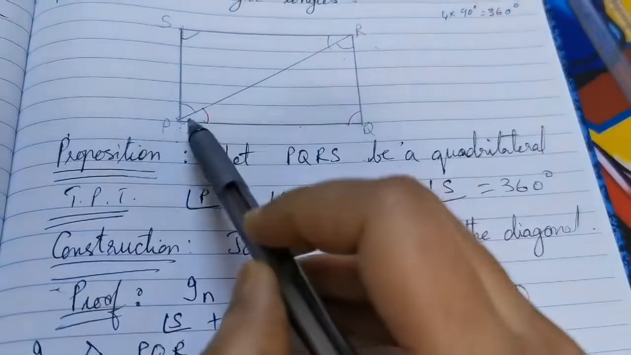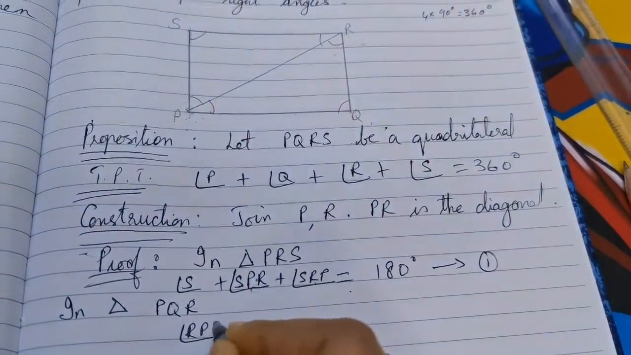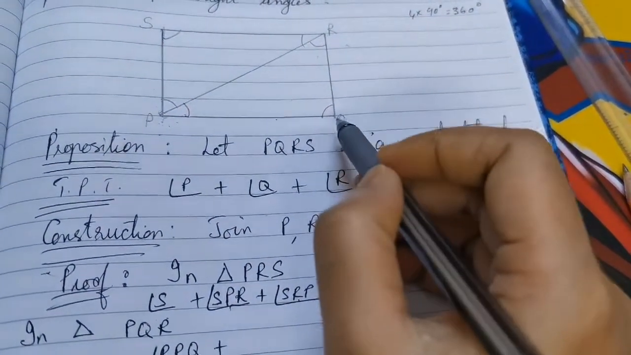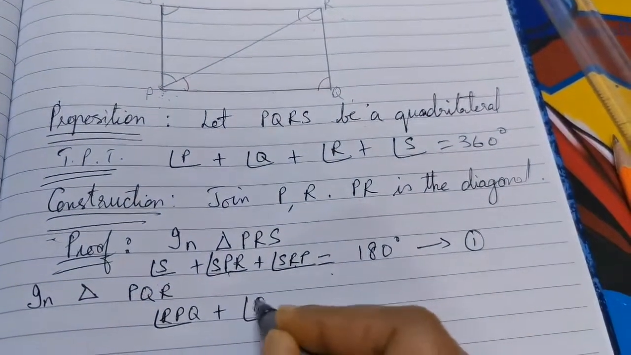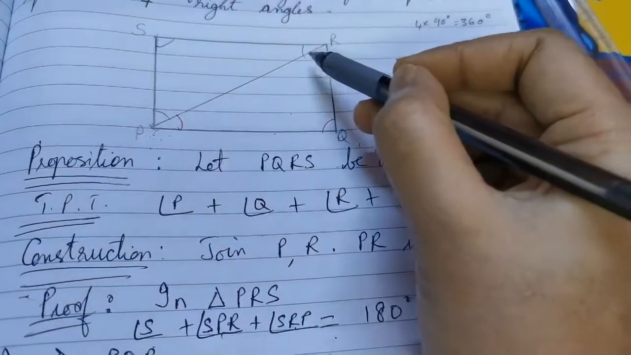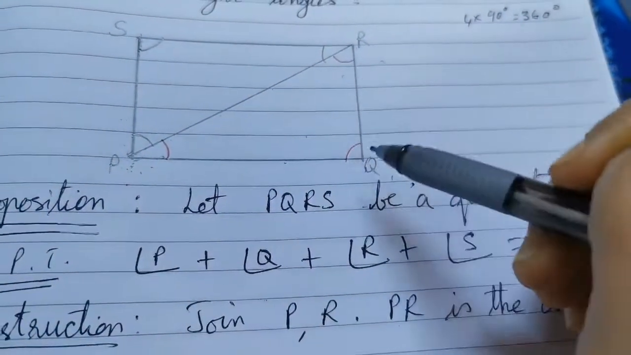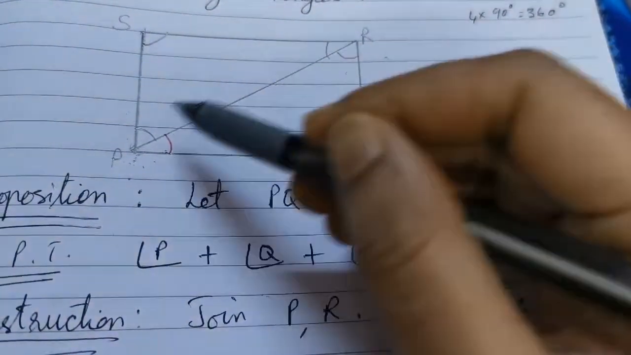So RPQ. So angle RPQ plus, do I have the Q angle fully? Yes, I have the entire Q angle. So I will name it as Q only. And coming here, I don't have the entire R. I have only part of R. So how can I call it? I can call it either as PRQ or QRP.